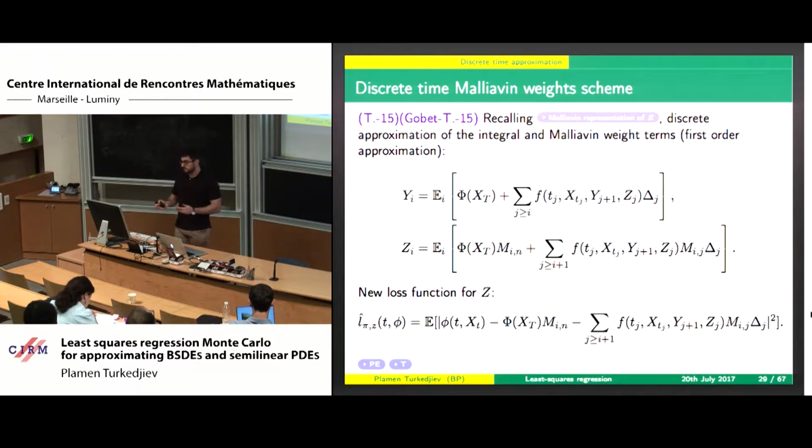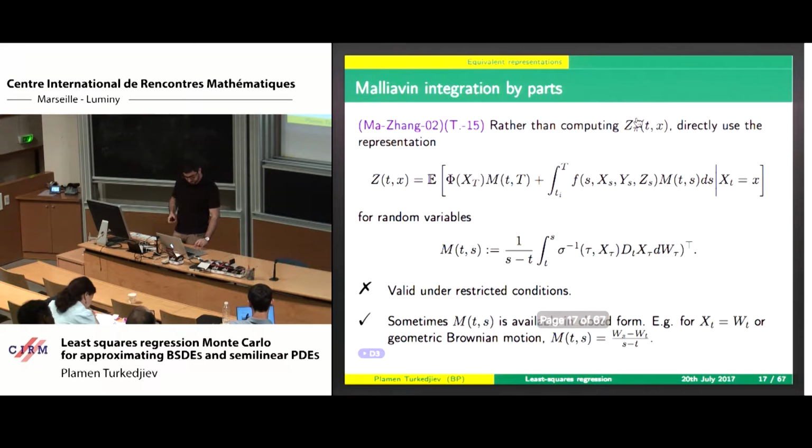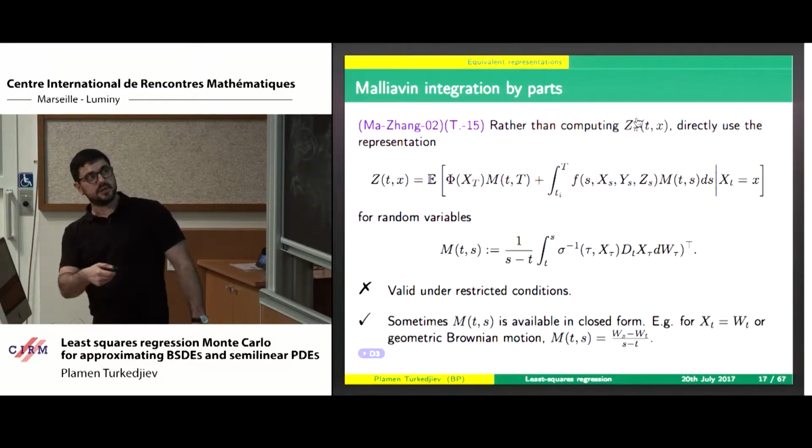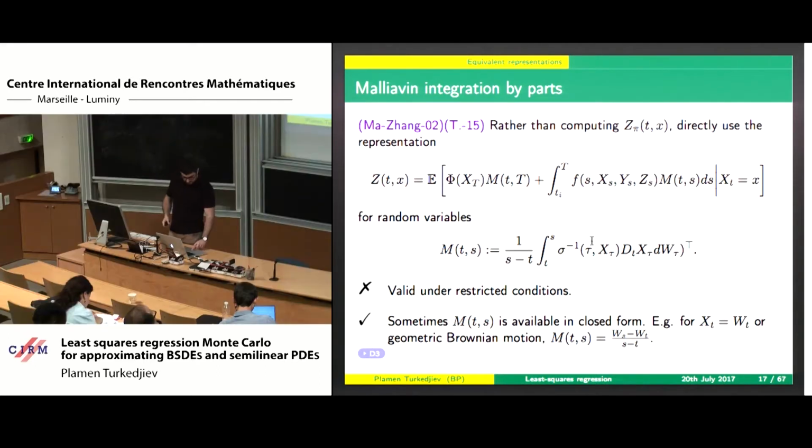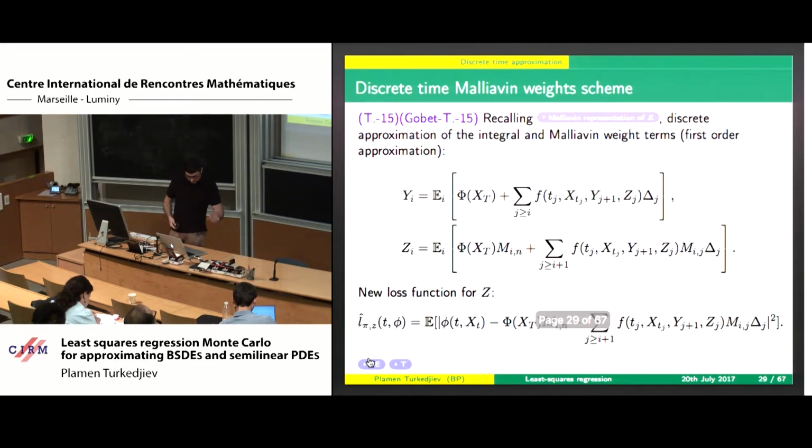We can also discretize our Malliavin representation. This is something I did together with Emmanuel. So if you recall the Malliavin representation in terms of the integration by parts formula, we had it in continuous time here. Now what we're going to simply do is discretize this Ito integral here, discretize this Lebesgue integral here, and we wind up with our discrete time scheme for z here, where now we have discretized versions of the Malliavin weights. The y approximation doesn't change. Okay?